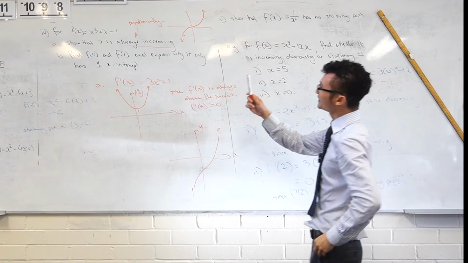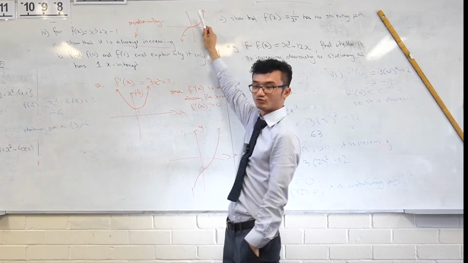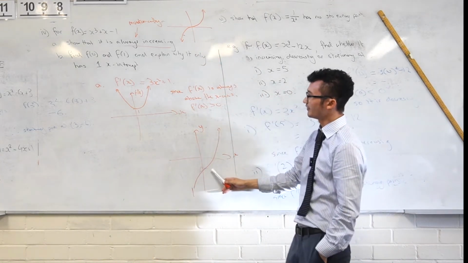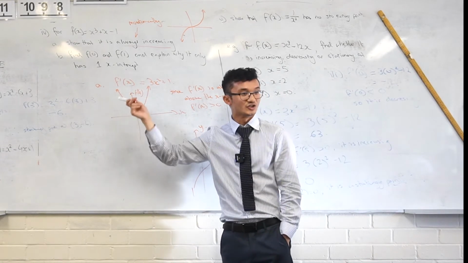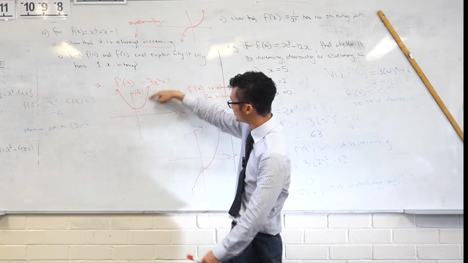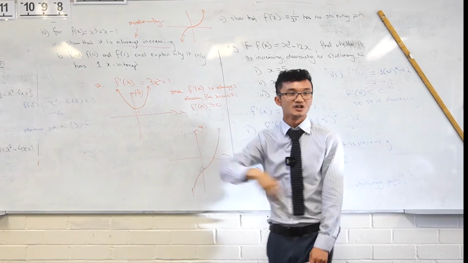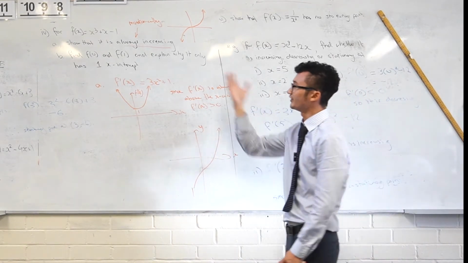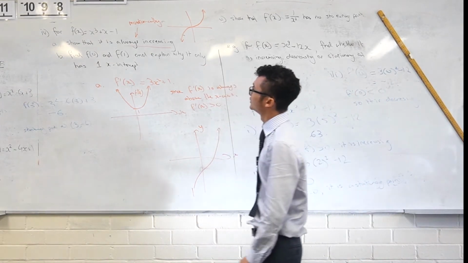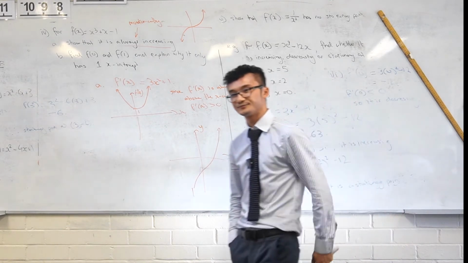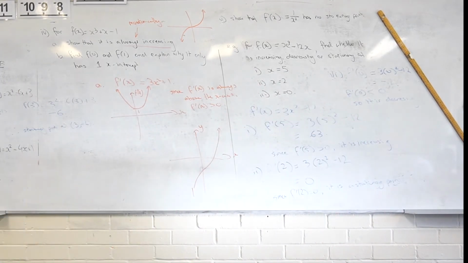So it's recognizing the connection between, okay, this is my graph, actually it's this one. This is my graph, and this is the gradient function. And as long as the gradient function is always above the x-axis, then it's always going to be positive, okay? So therefore, f dash of x is always increasing. There was another way to do it. Matt, what did you do?